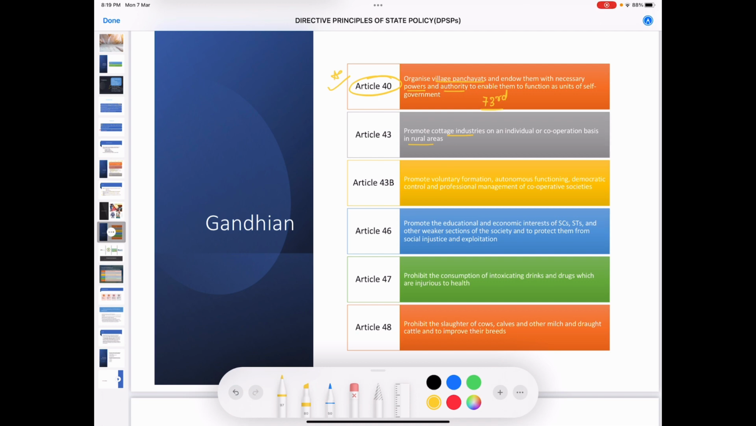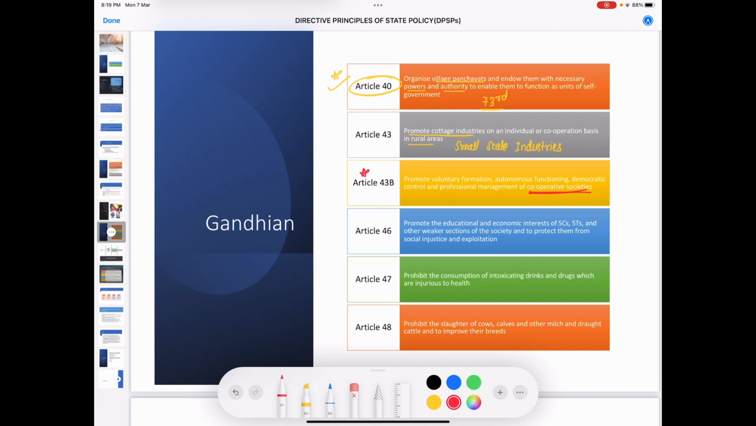Article 43 is about promotion of small scale industries. You can just note it down. Small scale industries are being talked about here. Right? The next, Article 43B: promote voluntary formation, autonomous functioning, democratic control and professional management of cooperative societies. So basically it's all about cooperative societies.